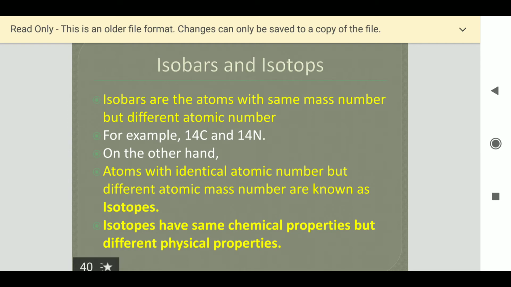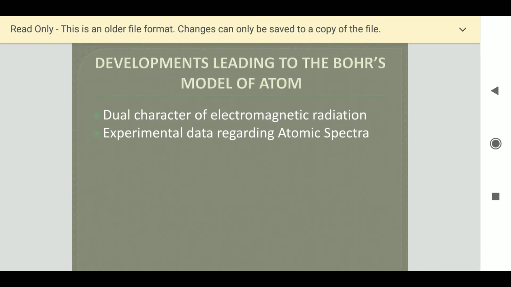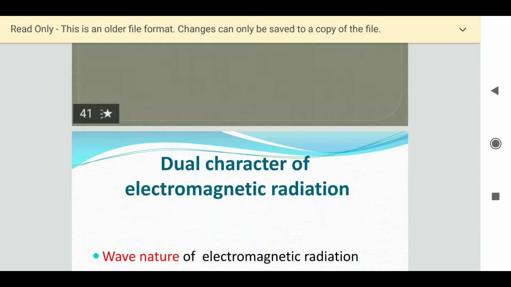That is why isotopes have the same chemical properties but different physical properties. Now talking about the development leading to Bohr's model. उसके बाद जो साइंटिस्ट है दैट इज बोहर, उन्होंने एक अपना मॉडल दिया दैट इज द बोहर्स मॉडल ऑफ एटम, एंड ही हैज गिवन few postulates and few statements, and what he has given is the dual characteristic of electromagnetic radiations and experimental data regarding the atomic spectra.